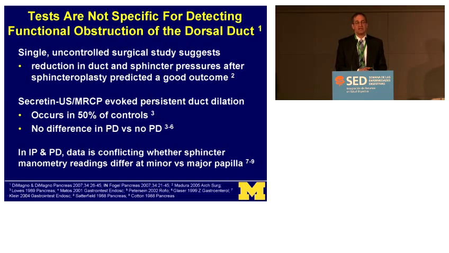Now, another problem is that tests are not specific for detecting functional obstruction of the dorsal duct. A single uncontrolled surgical study suggests that reduction in duct and sphincter pressures after sphincteroplasty predicted a good outcome. In contrast, secretin ultrasound and MRCP evoke persistent duct dilation, is nonspecific, and occurs in 50% of controls, and there's no difference between pancreas divisum and no pancreas divisum. In idiopathic pancreatitis and pancreas divisum, data is scant but conflicting whether sphincter manometry readings differ at the minor compared to the major papilla.